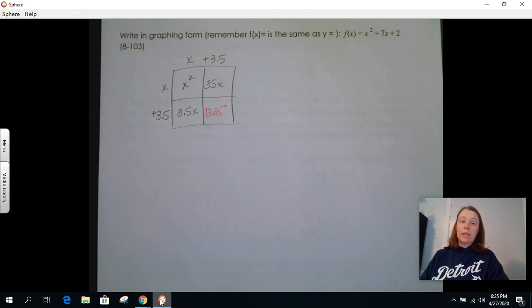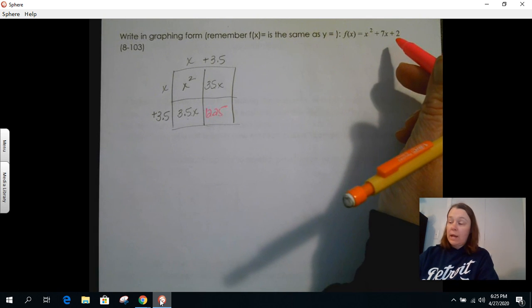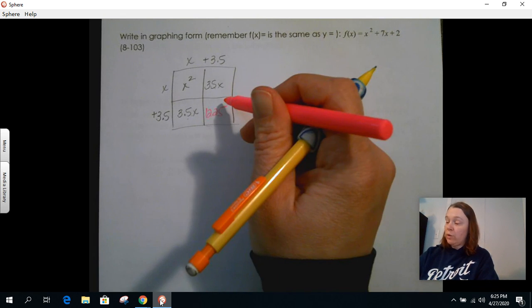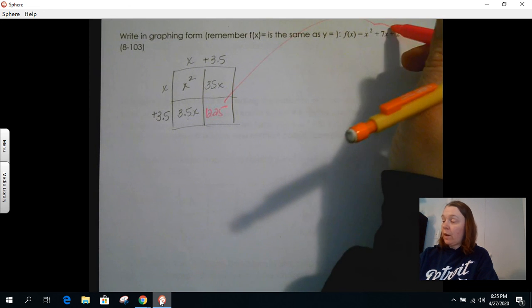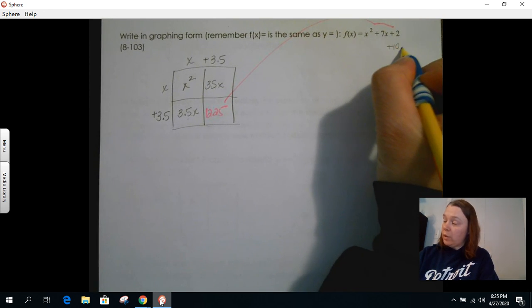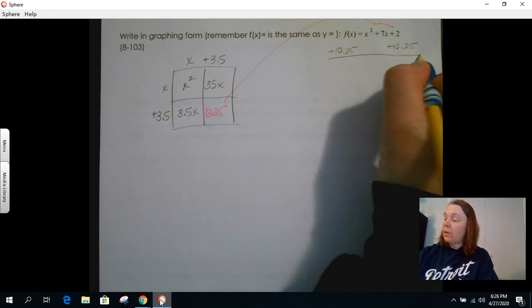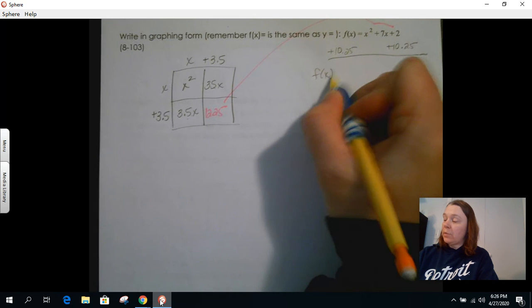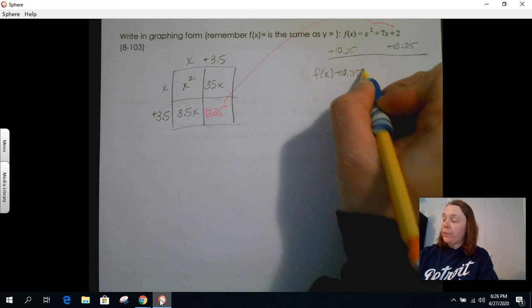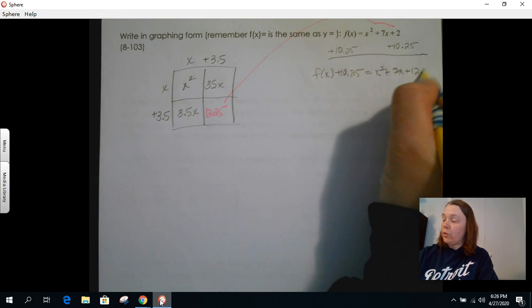Right, that's how many ones I would need. All right, well, I had 2 ones. I started with 2 ones. So how many ones would I have to add so that it would work out to be 12.25, right? Because these aren't the same, and I want them to add up to be the same amount. I would have to add 10.25. And again, we have to add it to both sides. All right, so we've got f of x plus 10.25 equals x squared plus 7x plus 12.25.